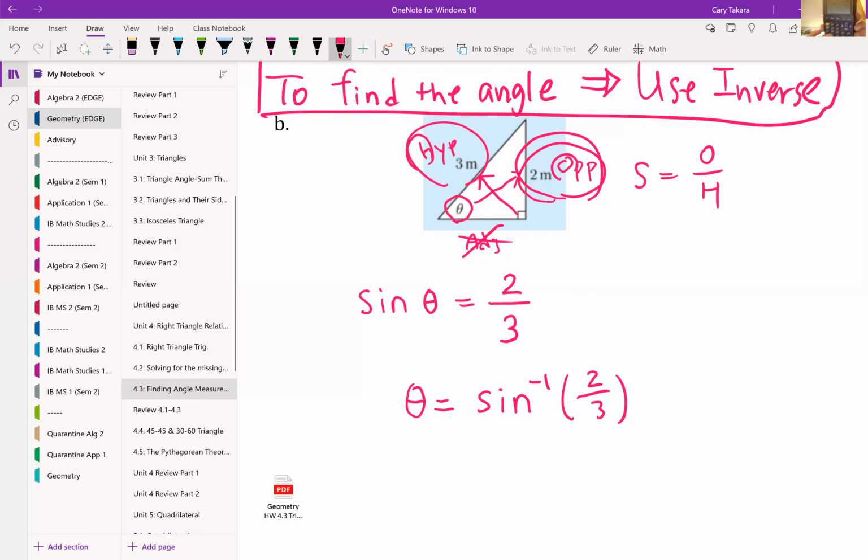And then I do 2 divided by 3. So this is what I type. Inverse sine 2 divided by 3. You get 41.8. So it is 41.8 degrees.